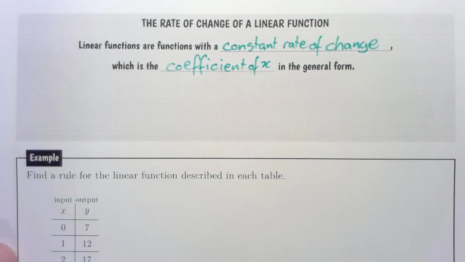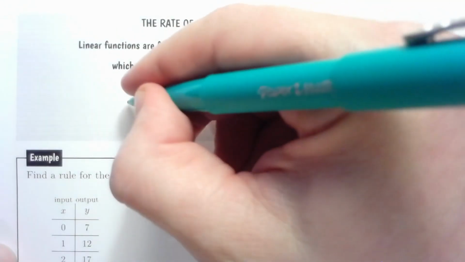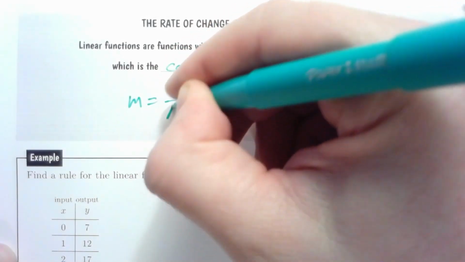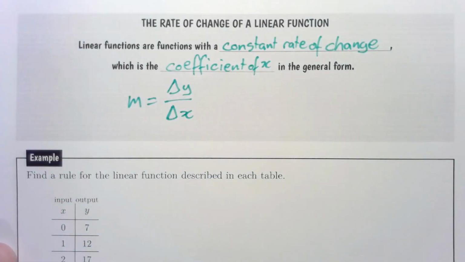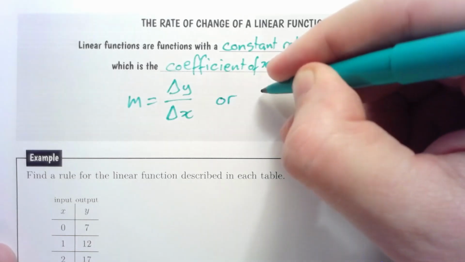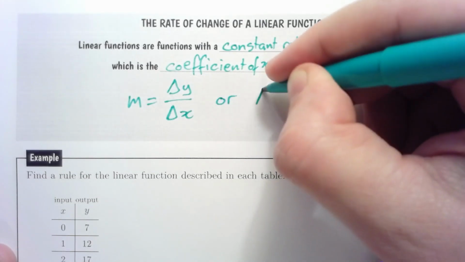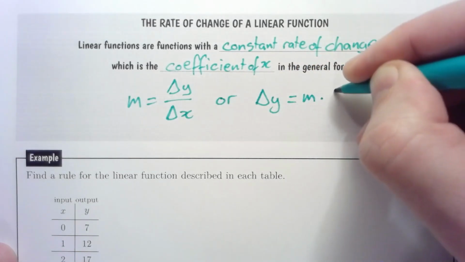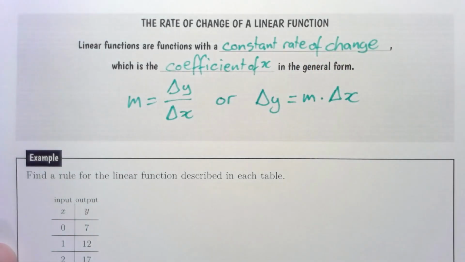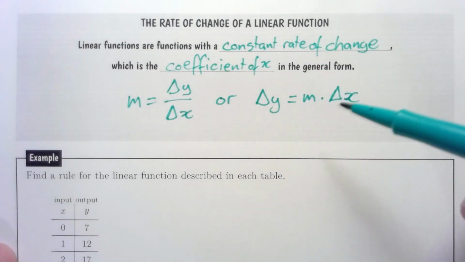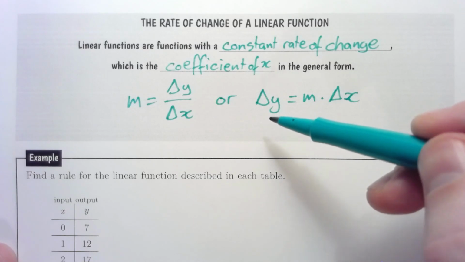So when we have y equals m times x plus b, that m is equal to delta y divided by delta x. Now there's another way we can write this which will be very helpful for us in the future. The change in y is equal to m times the change in x. So if you know how much x has changed and you know the rate of change, you can multiply them to get how much y has changed.